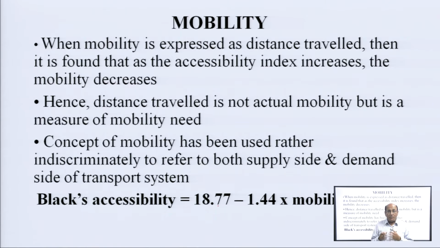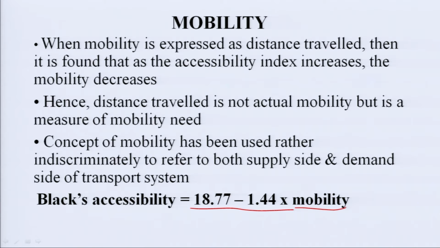The concept of mobility has been used rather indiscriminately to refer to both the supply side and demand side of the transportation system. So, we can calculate the mobility accessibility by Black's accessibility, and this is the empirical formula: 18.77 minus 1.44 into mobility. By this we can calculate the accessibility.